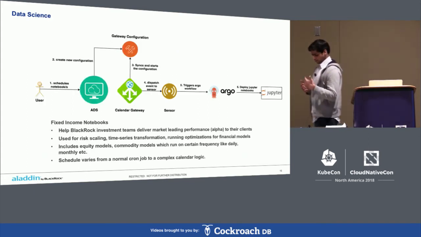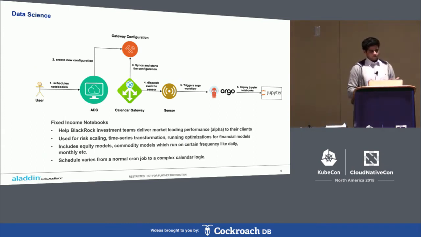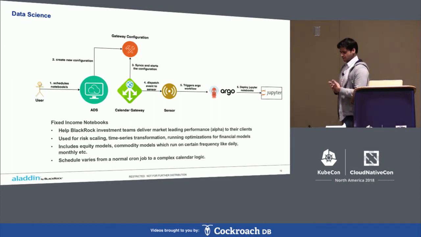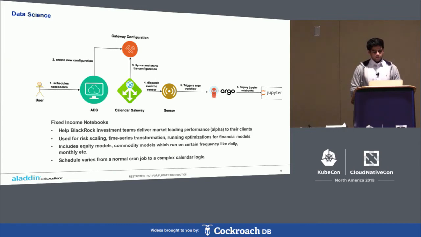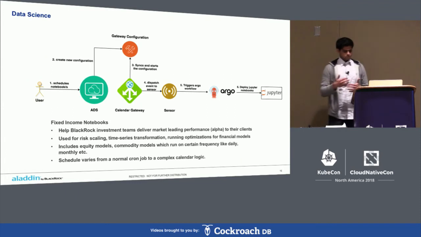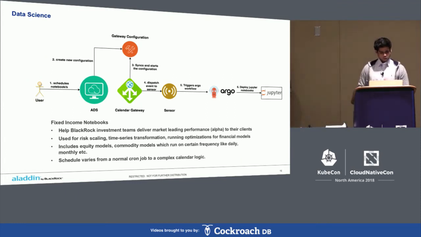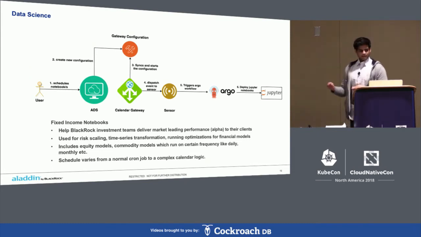Now, we got the data from our vendors. The next thing is to make sure that we make that data available to our internal financial analysts and researchers. So that's where our data science platform comes into the picture. The data science platform offers a variety of Jupyter notebooks that a user can spin up on the fly and run their research workflows. One of such Jupyter notebooks is the Fixed Income Notebook. So this Fixed Income Notebook basically helps different teams generate alpha, which is market-leading performance for different portfolios, to deliver to their clients.